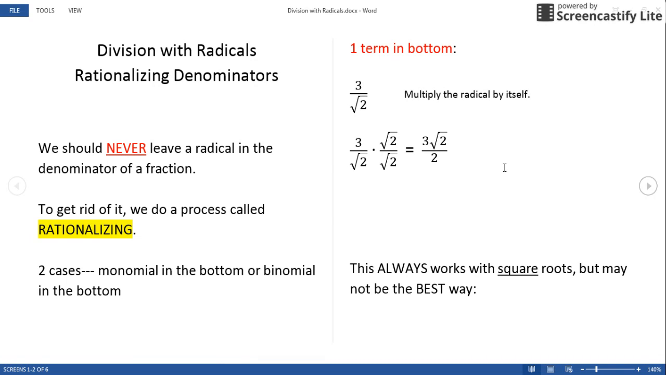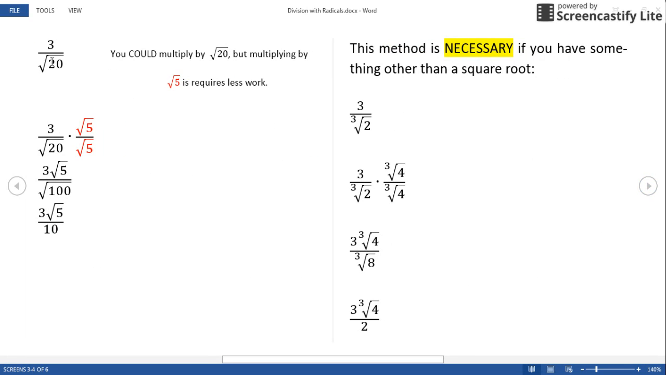Now, this always works with square roots, but it may not always be the best way to do it with a square root. For instance, on the next one, 3 over the square root of 20. While it's true that we could multiply both top and bottom by square root of 20, this will end up giving us an enormous amount of simplifying. Since square root of 20 is not in its simplest form, we would have to simplify that on the top of the fraction, and then there would be some canceling with the bottom.